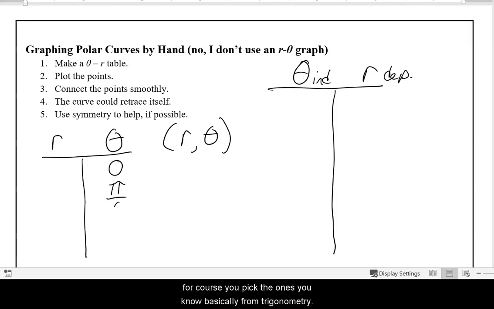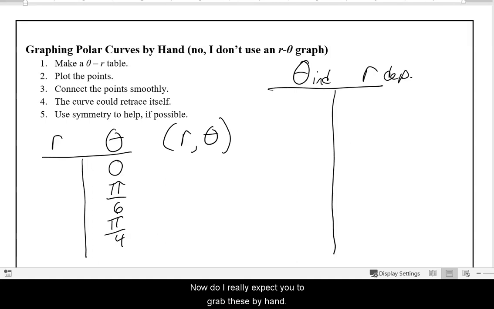Well, of course, you pick the ones you know, basically from trigonometry. These are the ones that are multiples of 0, pi over 6, pi over 4, pi over 3, and pi over 2, as well as, of course, pi. Those are the ones that you would naturally choose.